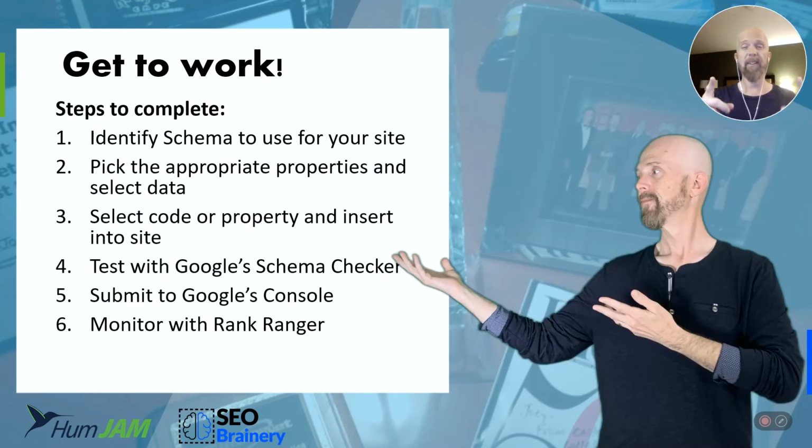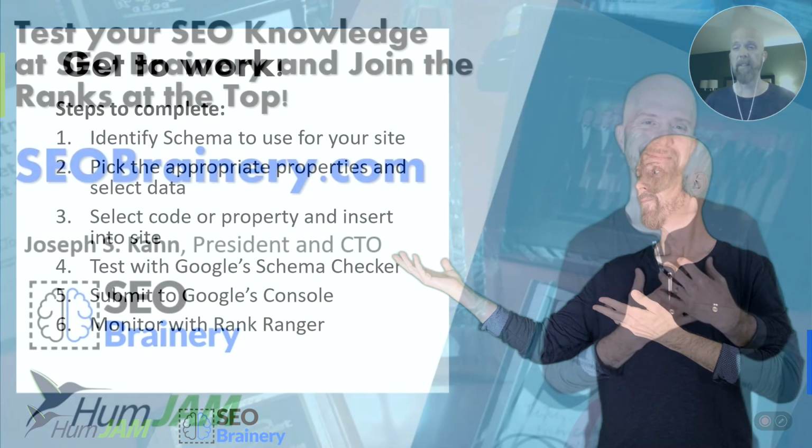So get to work. Hopefully this was the biggest of the training here, and I'm wanting you to get to work. Identify schema for your site, pick up the appropriate properties, again, select the data, select the code and properties, and then you just insert in your site, whether you're using Rank Math or using the HFCM plugin, and then test with the schema checker, okay? And then submit, as I said, submit to Google's console once you get everything implemented correctly and it's tested out correctly, and then monitor with RankRanger so that it'll let you know whether you're getting these SERPs and the things that you need, or getting the rich features and the rich results that you need. So make sure that you do that, and I'm excited for you.